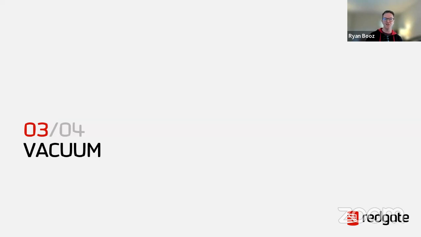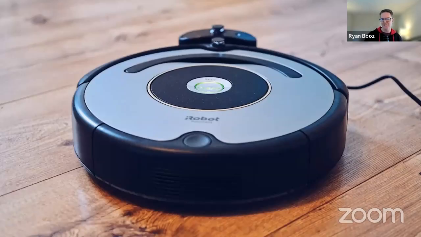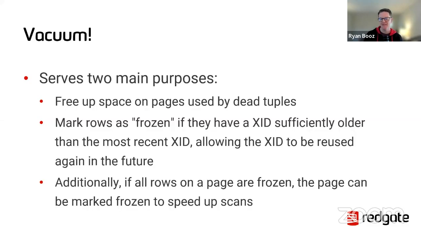Generally, it is a unique term to Postgres in the relational database space. This is what they call it. And I just felt like I had to put a modern-day iRobot Roomba or something in here just to talk about vacuuming. So what is vacuuming?